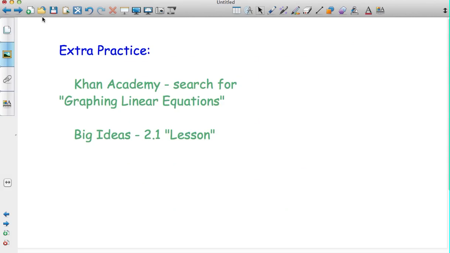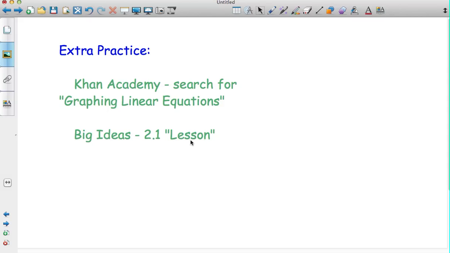Lastly, if you have any further questions or want some more help with this, go to Khan Academy. On my website, I have a link to Khan Academy. Once you get there, search for graphing linear equations, and he's got some practice problems that you can do. Also, this is the lesson out of our Big Ideas textbook. Again, I have a link to the left on my website. Go to Chapter 2, Lesson 1, and do the lesson. Don't look for the exercises, those are the practice problems. The lesson is where it's going to give you some more practice and examples.